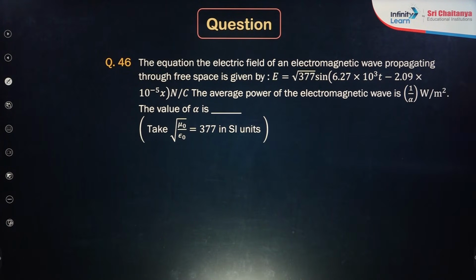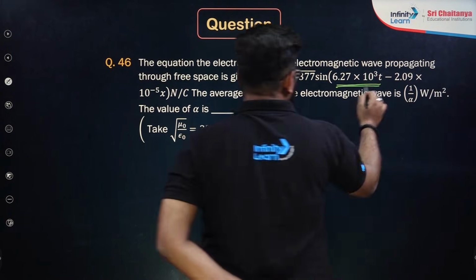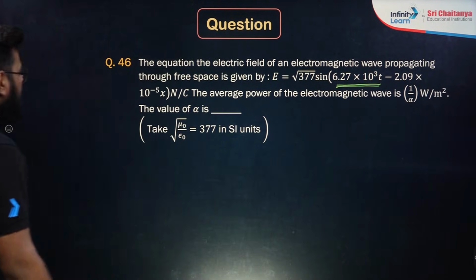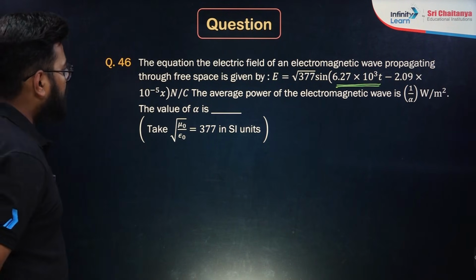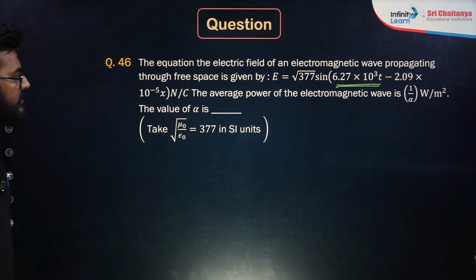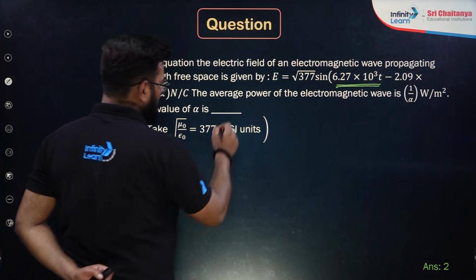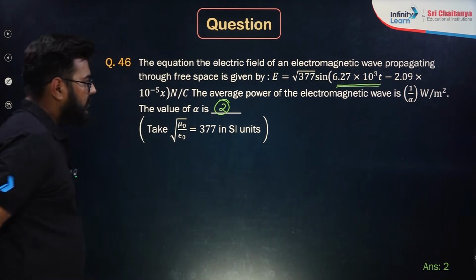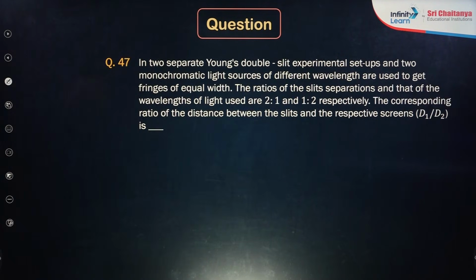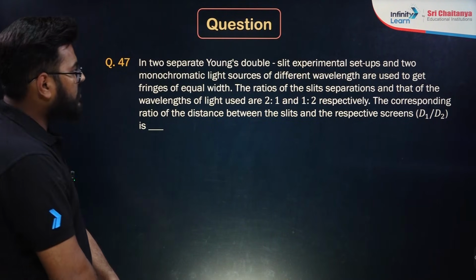Then the equation of the electric field in an electromagnetic wave propagating through free space is given by E is equal to under root of 377 sine of 6.27 into 10 raised to the power 3t minus 2.09 into 10 raised to the power minus 5x Newton per coulomb. The average power of the electromagnetic wave is 1 by alpha watt per meter square. I think this is a simple problem, formula based problem. The alpha will be equal to 2, whatever is the average power. It's a simple problem.